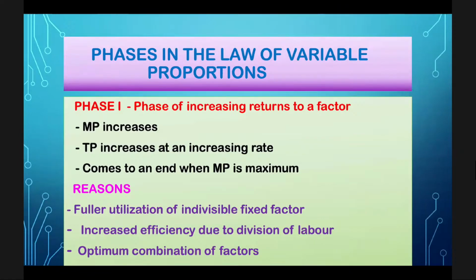So this law outlines 3 phases. Phase 1 is a phase of increasing returns to a factor. In this phase, MP increases as we employ more and more units of variable factor to a given set of fixed factors. MP increases, so TP increases at an increasing rate. And this comes to an end when MP is maximum.